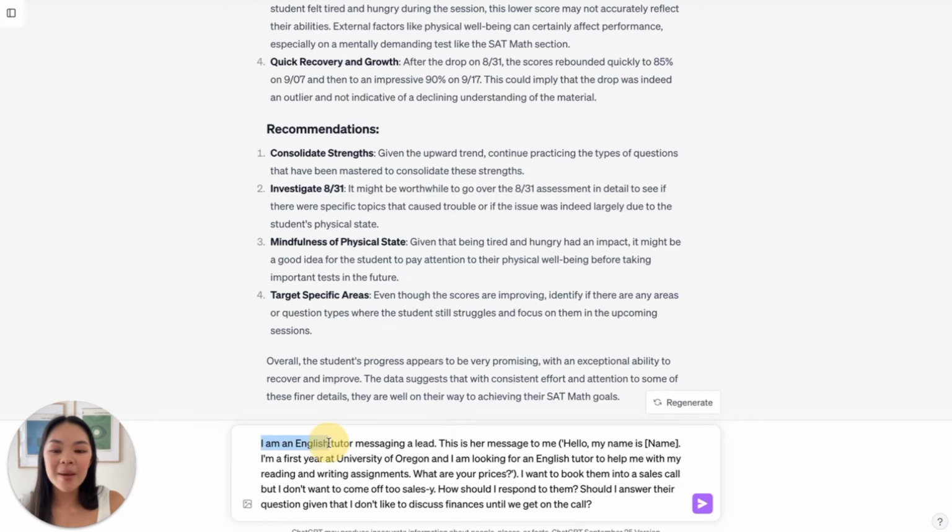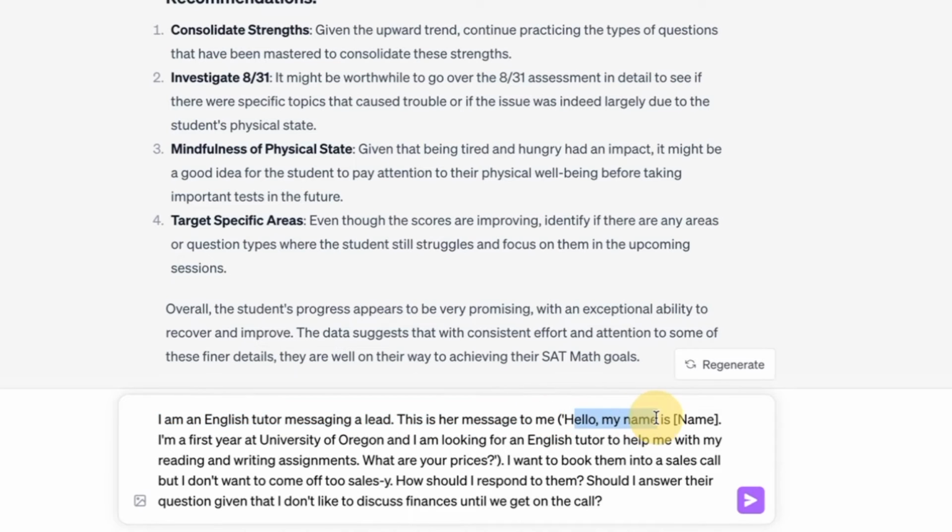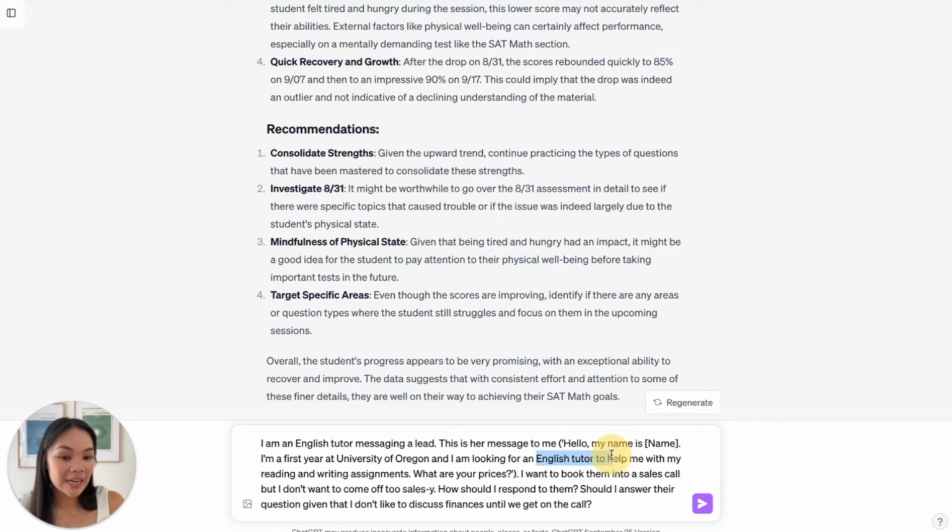So I've got here, I'm an English tutor messaging a lead. This is her message to me. Hello, my name is, etc. I'm looking for an English tutor to help me with my reading and writing assignments. What are your prices? I want to book them into a sales call, but I don't want to come off too salesy. This is something that a lot of my clients often say when they come to me looking for help on how to start their tutoring businesses.